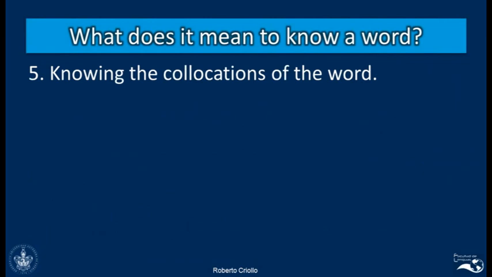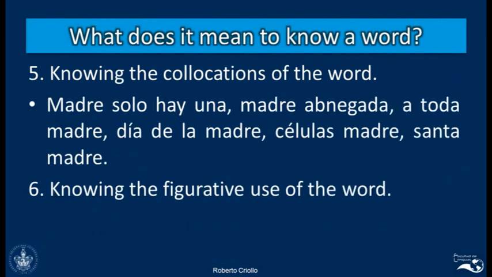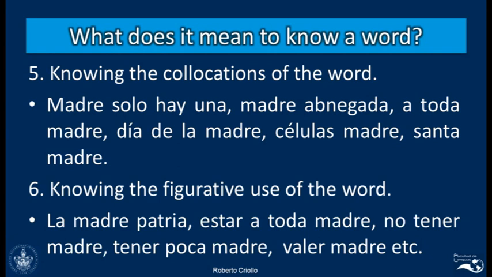And since we have mentioned collocations, it is important to know that words are going to group together to create phrases or expressions such as madre soltera, madre abnegada, and so on and so forth. So it is important to know what words collocate with what other words. And number six, we also need to know the figurative use of the word. For example, madre patria refers to the country. And when we talk about madre related to a person, this can mean the qualities and values that a person could have. So in this case, it is used with a figurative meaning.